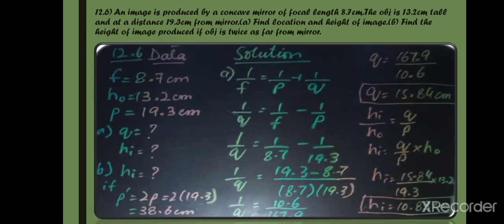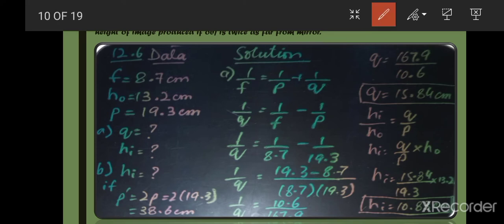Here is the solution. Focal length is 8.7, h naught is 13.2 and p is 19.3. First requirement is q and hi for this case, and the second requirement is the height of the image for the case where the object distance is doubled. So you have to write p dash just to differentiate it from the first distance of the object. You should write it as p bar or p dash, which will be equal to 2p, and it is actually 38.6.